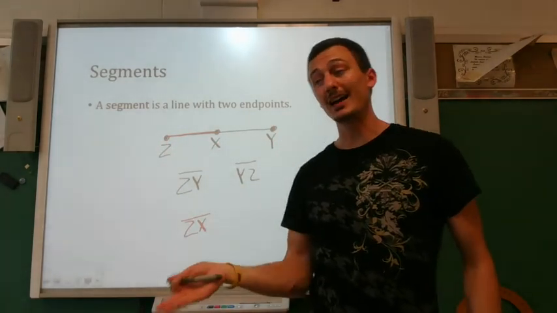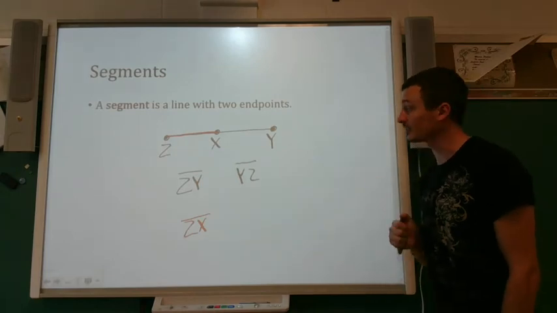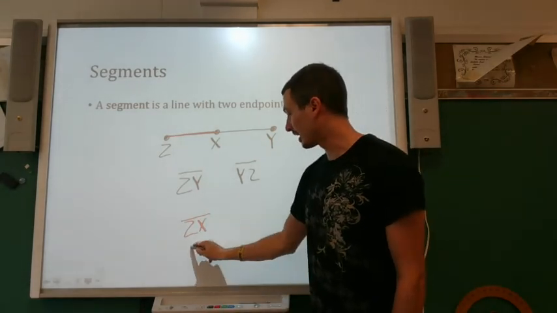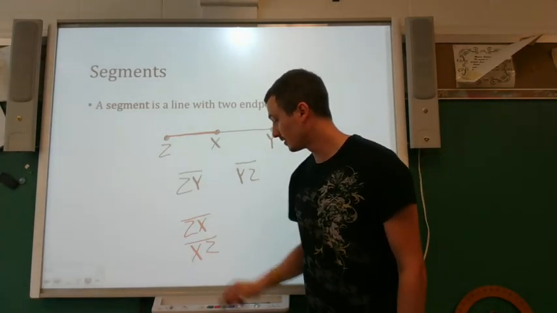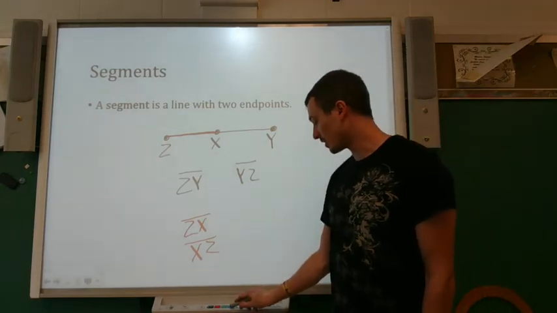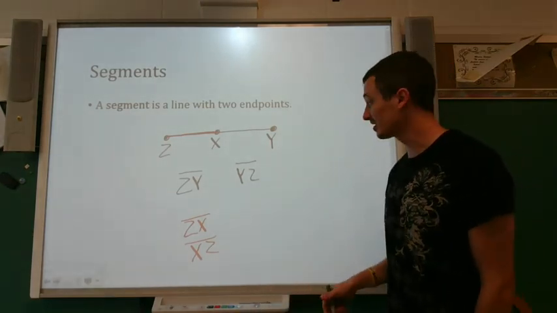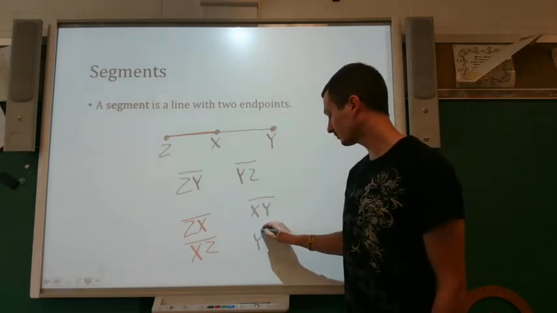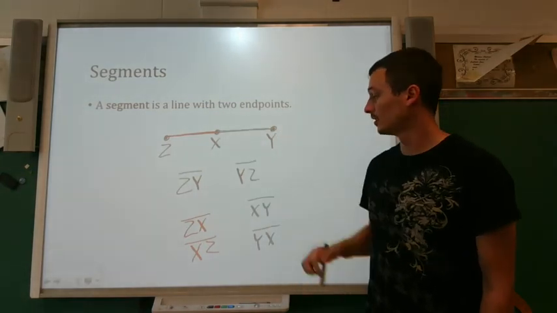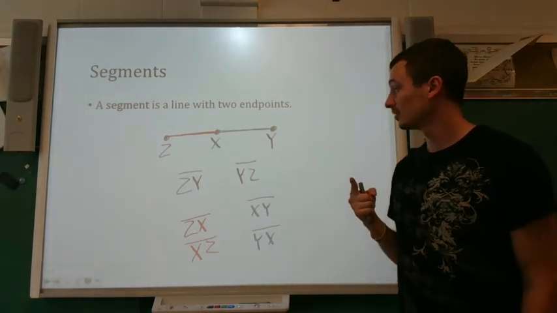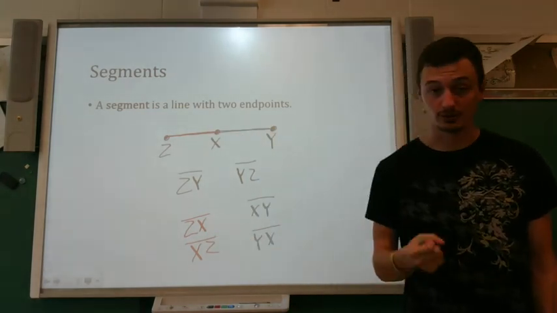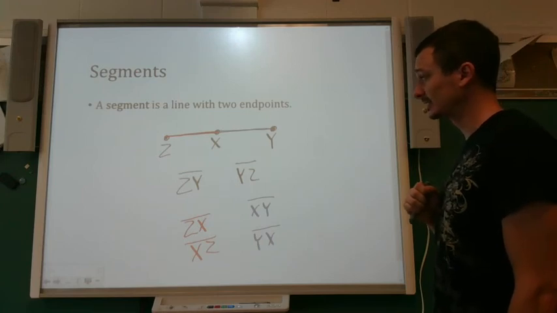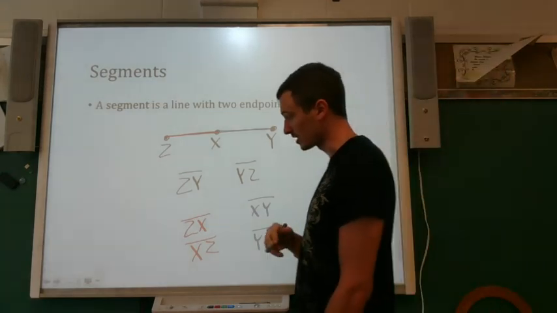When you name a segment, you have to use the endpoints of that segment. We could say there was another one. Well, also, XZ, that is the same as that one. We could draw or name another segment, XY, and YX. That's another segment. So there are three segments just with these 3 points. There are 3 different segments. And that's segments. So let's continue.